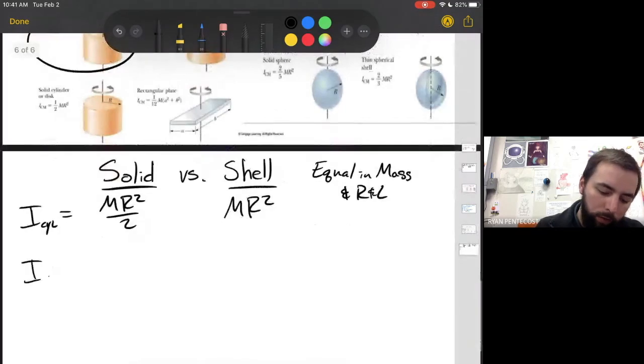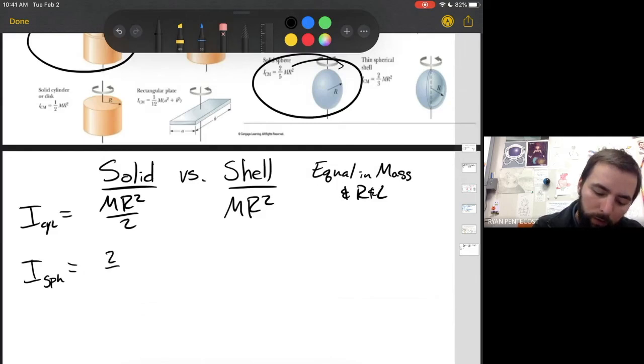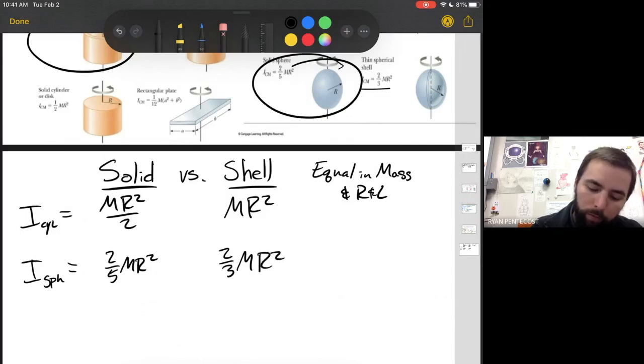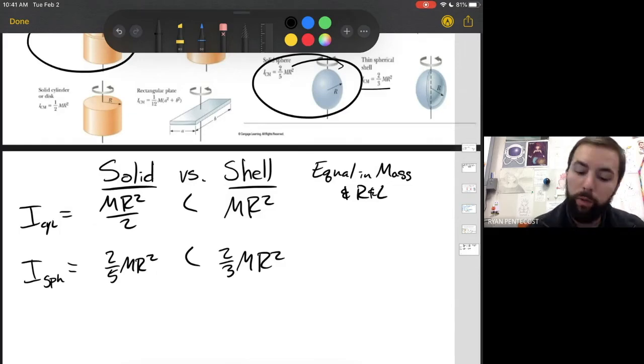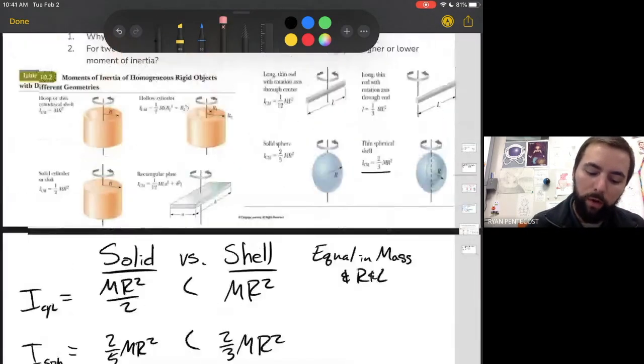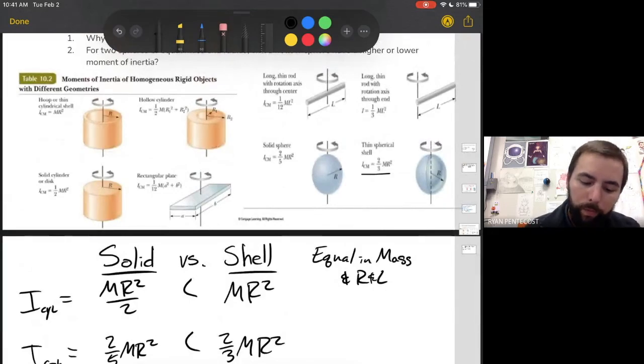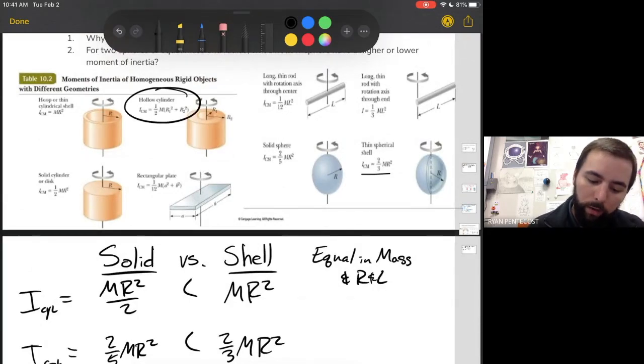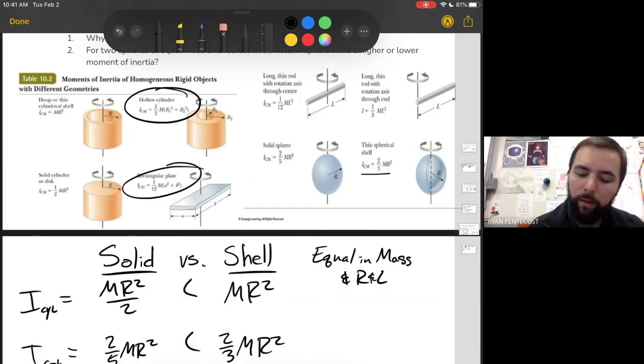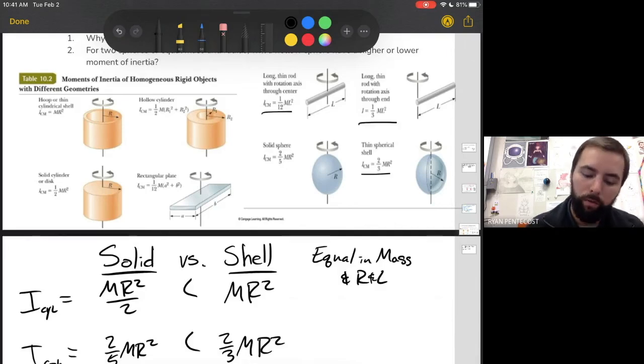Now let's look at what if we have a sphere. If we have a sphere over here, solid, 2/5 mr squared, but then the shell over here is 2/3 mr squared. Okay? So if we're looking at two objects with equal mass and equal radius, which we are in this diagram, all of these m's are capital, all of the radii are capital. Only with the example of a hollow cylinder or the rectangular plate where you've got the little a and the little b is that going to change. Everything else is the same mass, same radius, or if there is an L involved, same length, right?